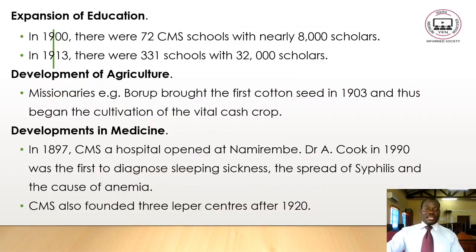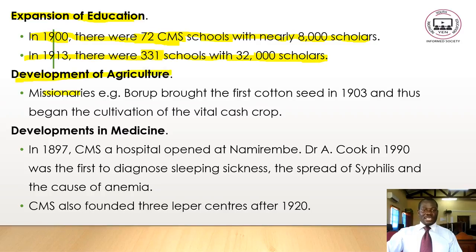Another impact is that it led to the expansion of education. In 1900, there were 72 Christian Missionary Society schools with nearly 8,000 scholars. And in 1913, there were 331 schools with 32,000 scholars. So we see to it that education was really advanced. It was expanding.